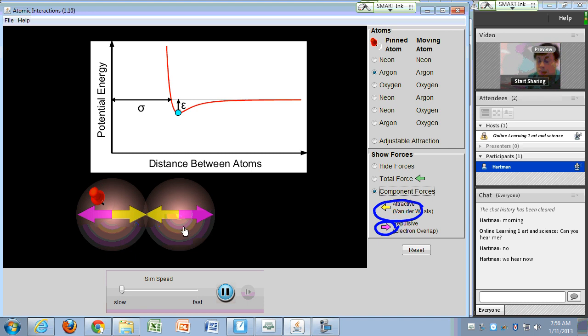What happens as I move one atom away from the other? What happens there? Your attractive, oops, sorry.